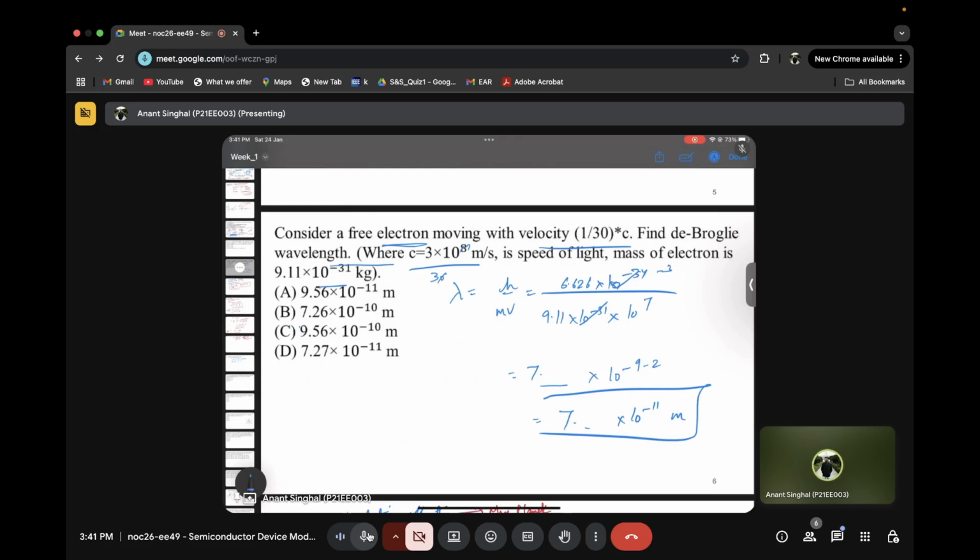Is there any option like that? Yeah. So option D is the correct answer. So yeah. Is there any doubt in this? This is a very straightforward problem. Please let me know if you have any doubt.